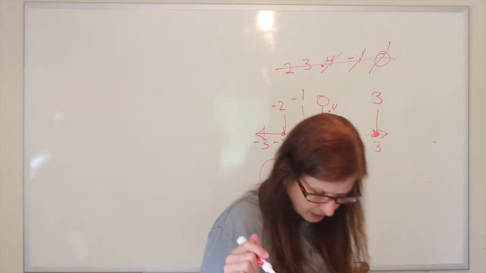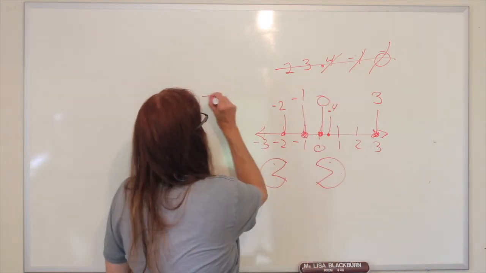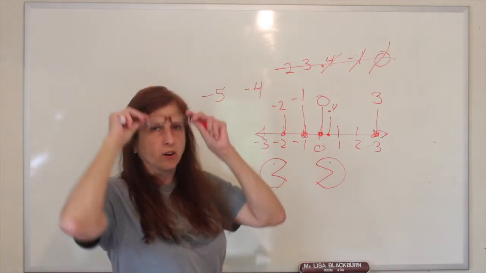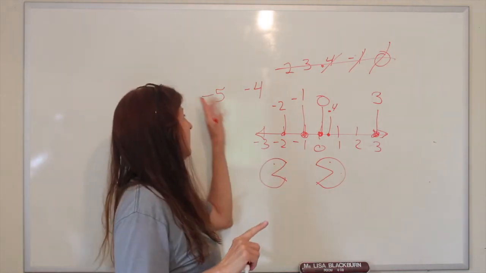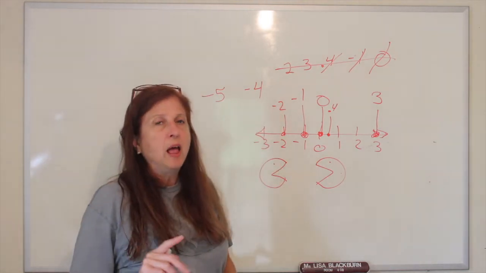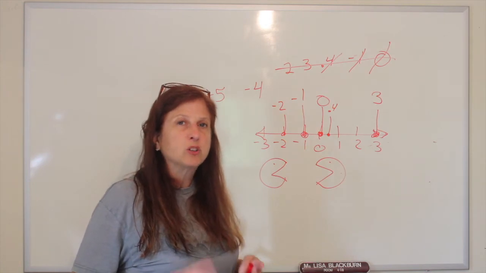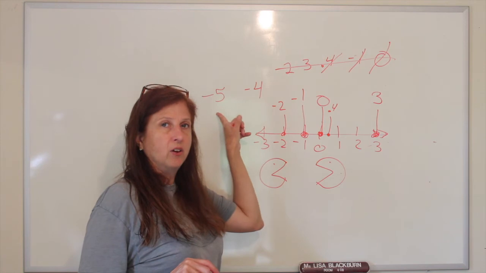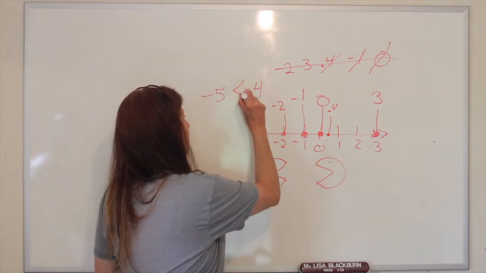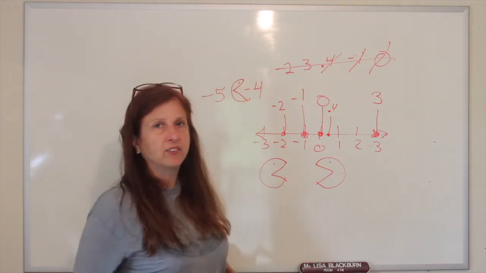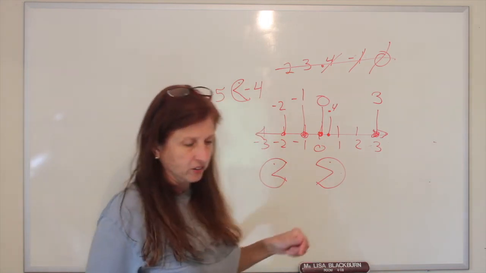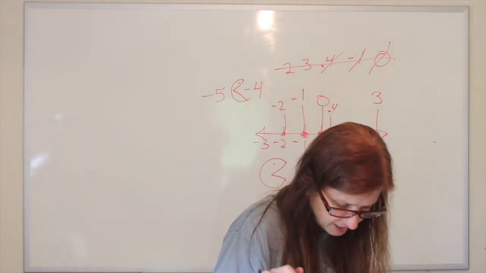So if we wanted to compare -5 and -4, which one is more? Now this is tricky because the number 5 is more than 4. But you can think of it as which one's better. And it's better to only owe you $4 than owe you $5. So Pac-Man is going to face the -4. -5 is less than -4. Okay? Let's try another one.